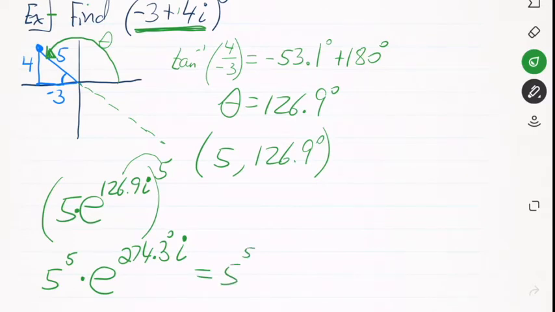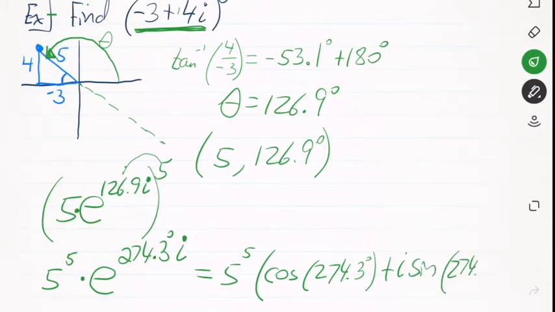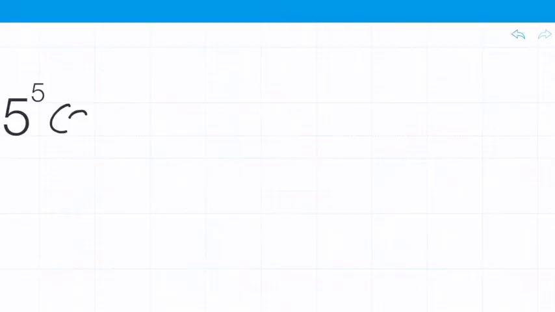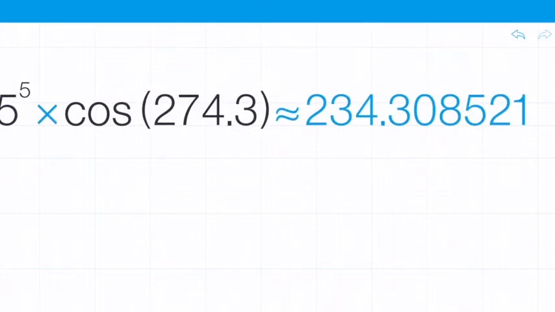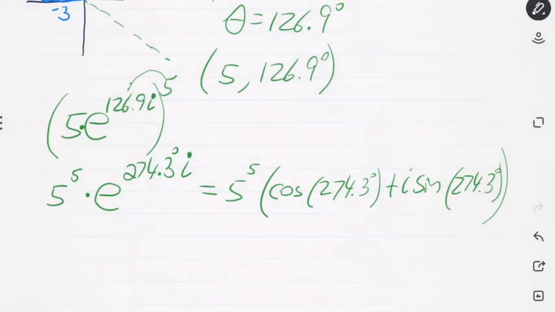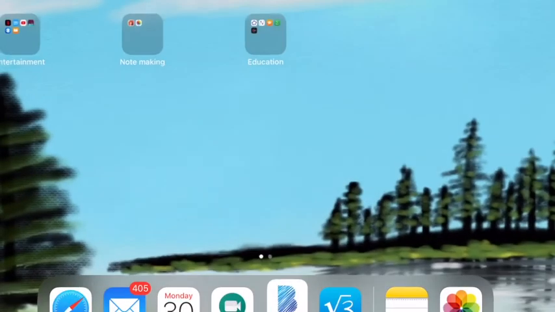And at this point, I can expand it out. I'm going to leave it as 5 to the fifth times cosine of 274.3 degrees plus i sine of 274.3 degrees. And then this would be the answer after you expanded 5 to the fifth times this mess. Cosine of 274.3 would be 234.3.